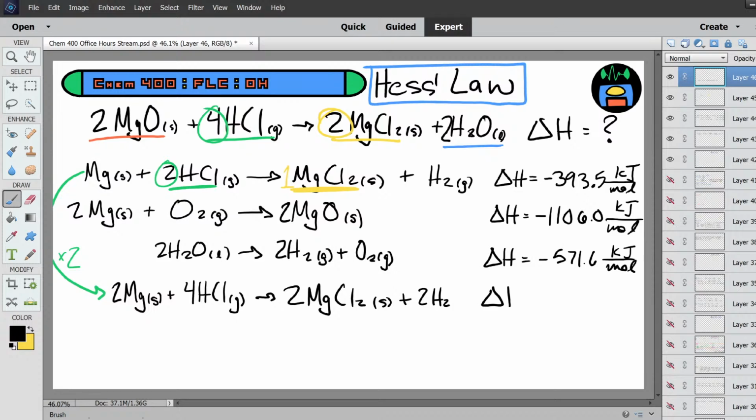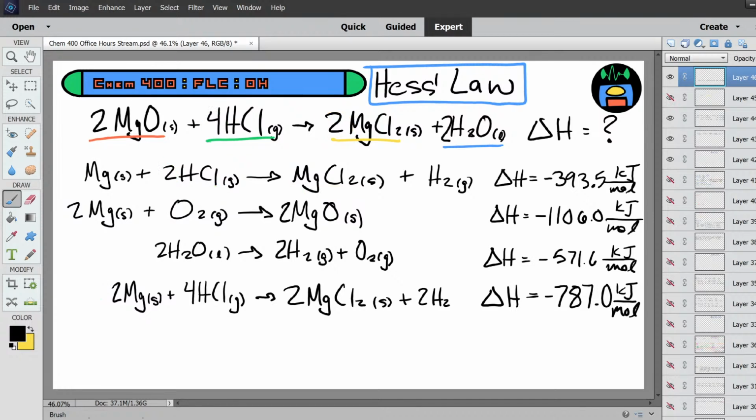The delta H here is, let's see, I need to take that 393.5 and multiply by 2. Or, in other words, this is negative 393.5 minus 393.5. So this new delta H is negative 787.0 kilojoules per mole. All right.